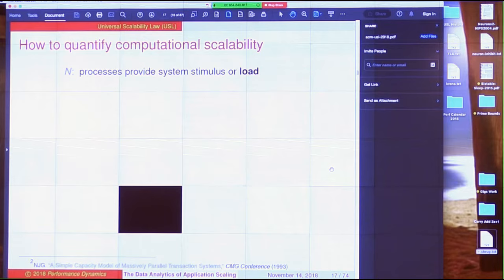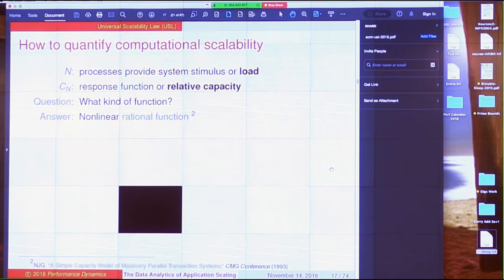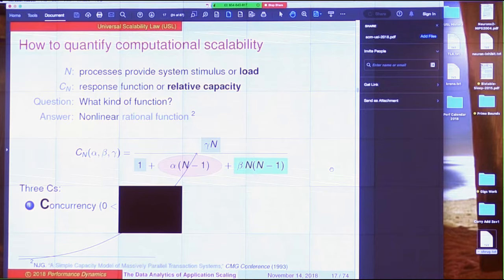So this response function is something I'll call the relative capacity. And that's a function of some kind. The question is, what kind of function is it? Well, it turns out to be something called a rational function, which you don't need to understand. But this is what it looks like. So you can see the blue, the pink, and the green sections, they contain the features I was just discussing a minute ago. So I like to call this the three C's, the three components of the three C's. Then they are concurrency. And unfortunately, that's according to the wrong thing, but anyway, concurrency. Contention, which is this pink oval here, and coherency, which is the green box that you see there.